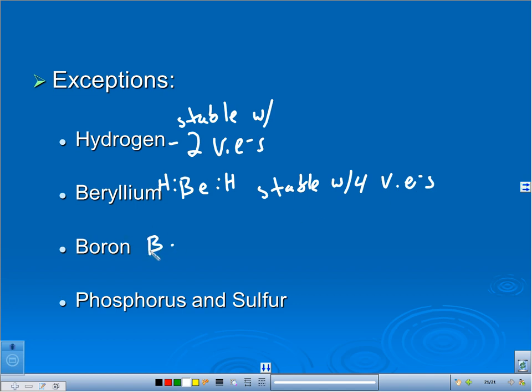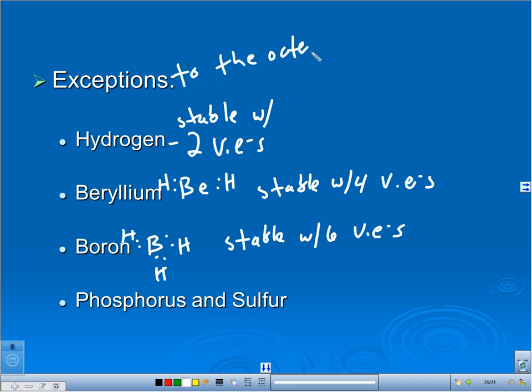Boron has 3 valence electrons, same type of thing. If it bonds to 3 hydrogens, it is stable with 6 valence electrons. So there are some exceptions to the octet rule. Everything else, so that's what this is, exceptions to the octet rule.